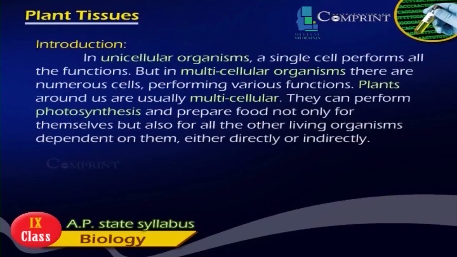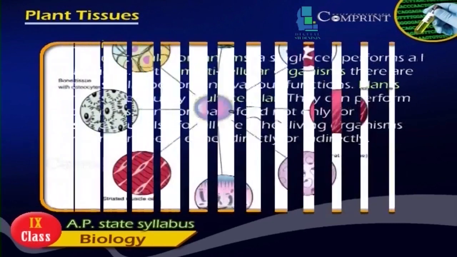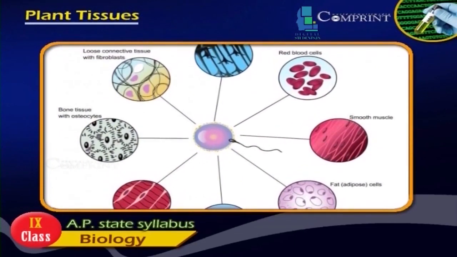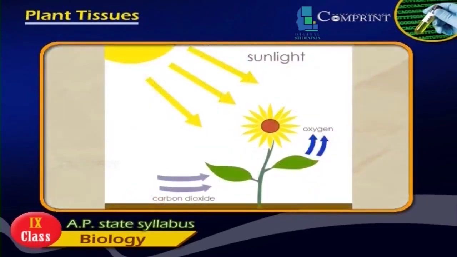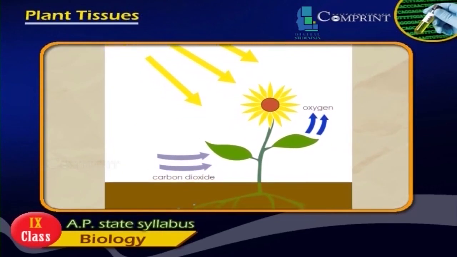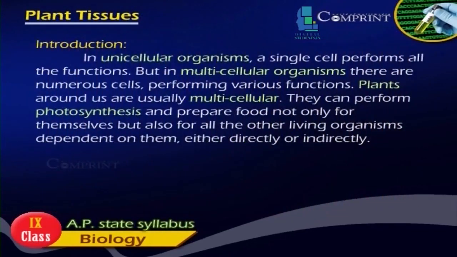Introduction. In unicellular organisms, a single cell performs all the functions. But in multicellular organisms, there are numerous cells performing various functions. Plants around us are usually multicellular. They can perform photosynthesis and prepare food not only for themselves but also for all the other living organisms dependent on them, either directly or indirectly.